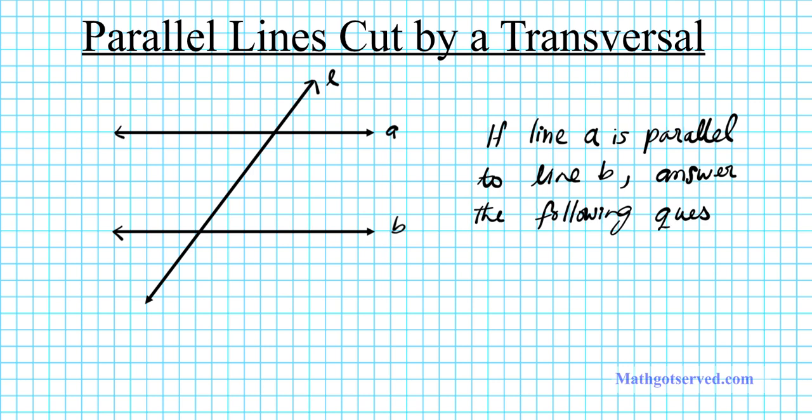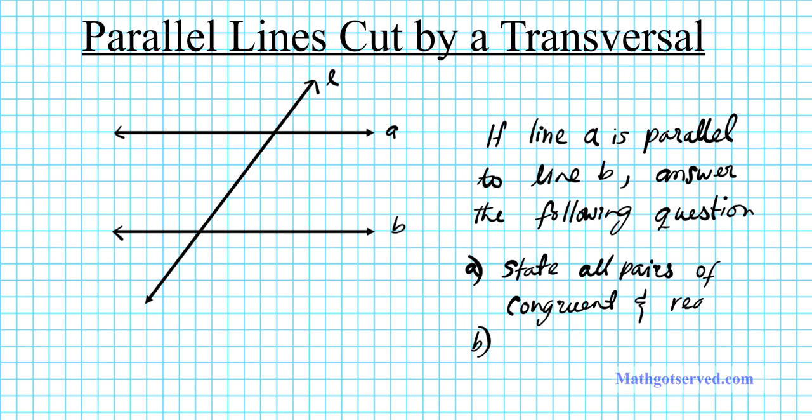Now we're gonna break it up into two parts. In part A, we're to state all pairs of congruent angles. So which pairs of angles are congruent? And for part A, you also provide your reasons. So how do you know that? What's your reasoning behind establishing the fact that the pairs are congruent? So state the congruent pairs and your reasons.